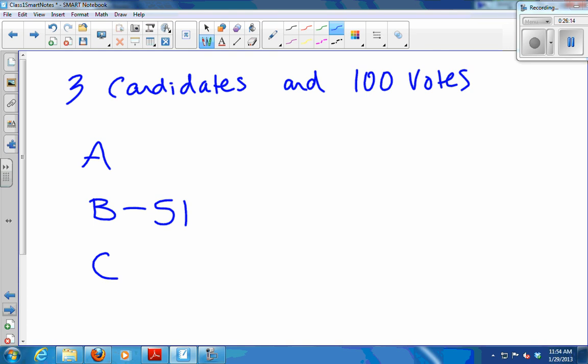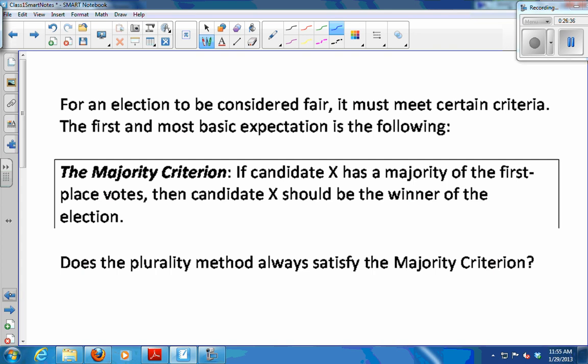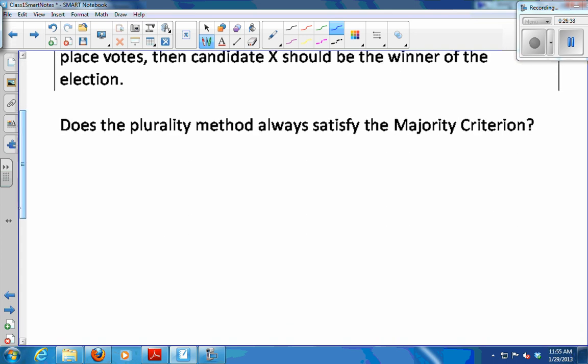Nope, not in just a straight up counting first place votes, which is what the plurality method is. A and C have to now split 49 votes. Even if one of them takes all the remaining votes, there's no way they can beat B. So in the plurality method, if someone gets a majority, they will always win. Okay. If you get a majority, you will win. So the plurality method will always satisfy this criterion.